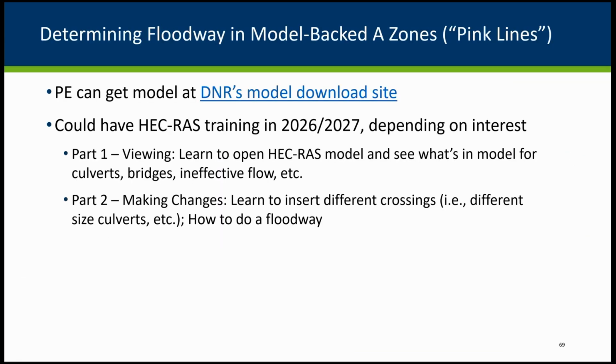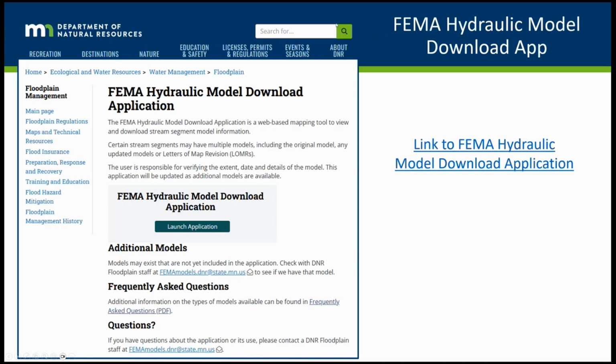So if you want to download these model-backed A-zone models, the ones with the pink lines, we do have a link to the model download site here where those models can be obtained. So yeah, an engineer can download the model from the download site, revisions can be made, and maps can be updated that way. So this is a little screen grab showing the landing page for that hydraulic model download site. There is a big button here in the center where you can launch the application. We do have a link to that here.